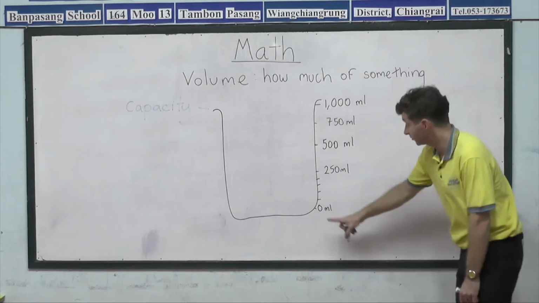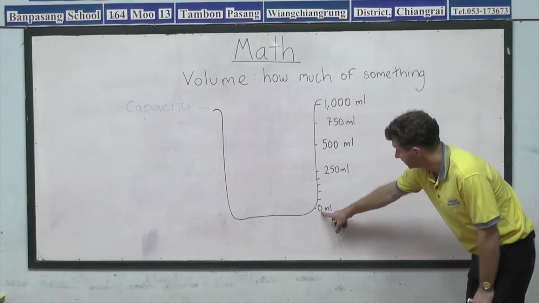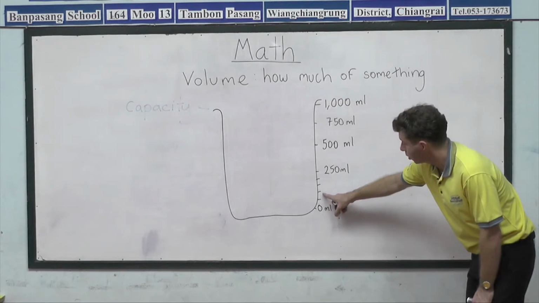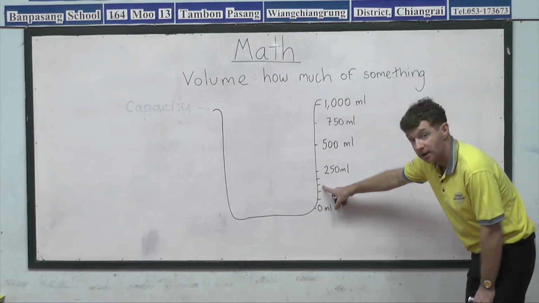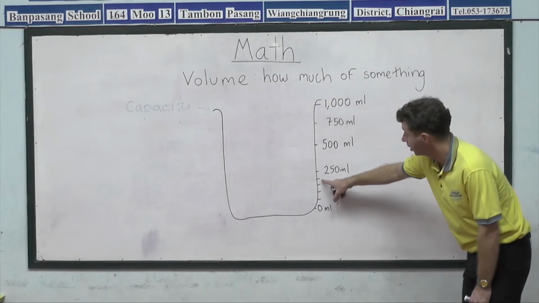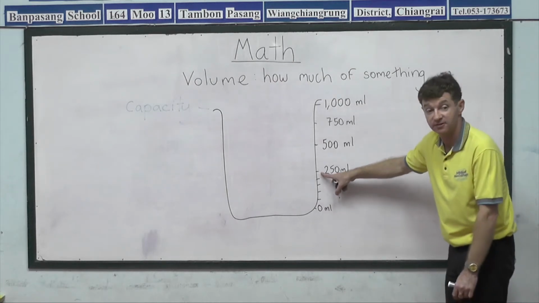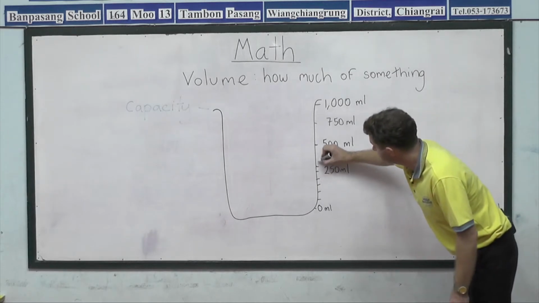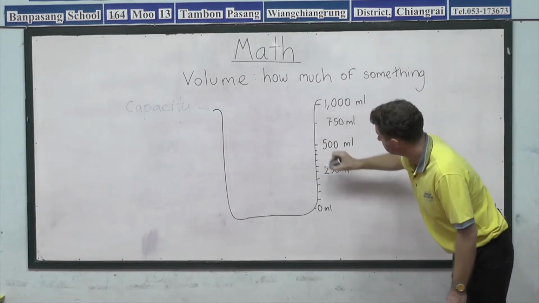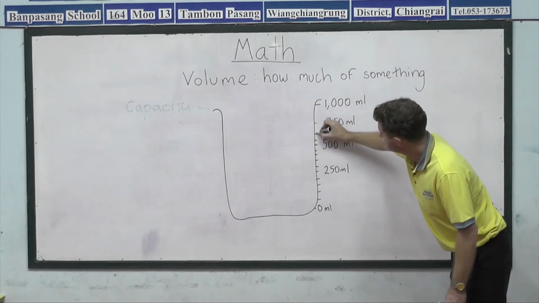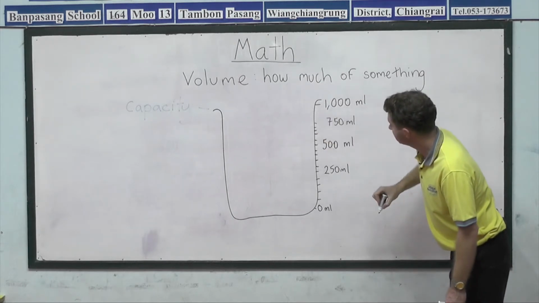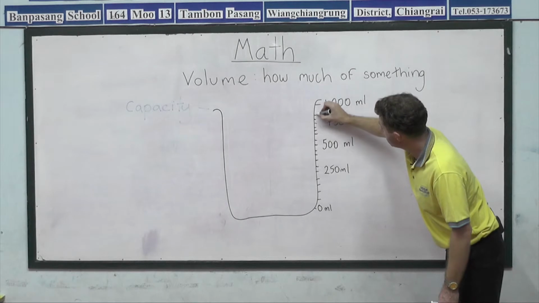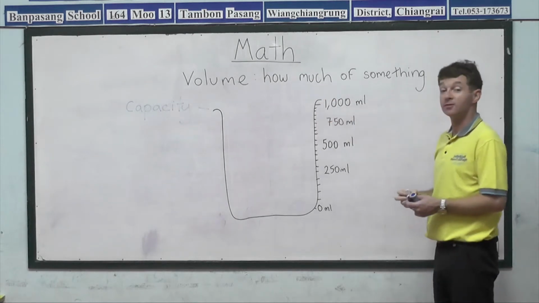50 milliliters. So we go 0, 50, 100, 150, 200, 250. And what I'll do, this all the way up, because this is our activity. We have to work out the volume.